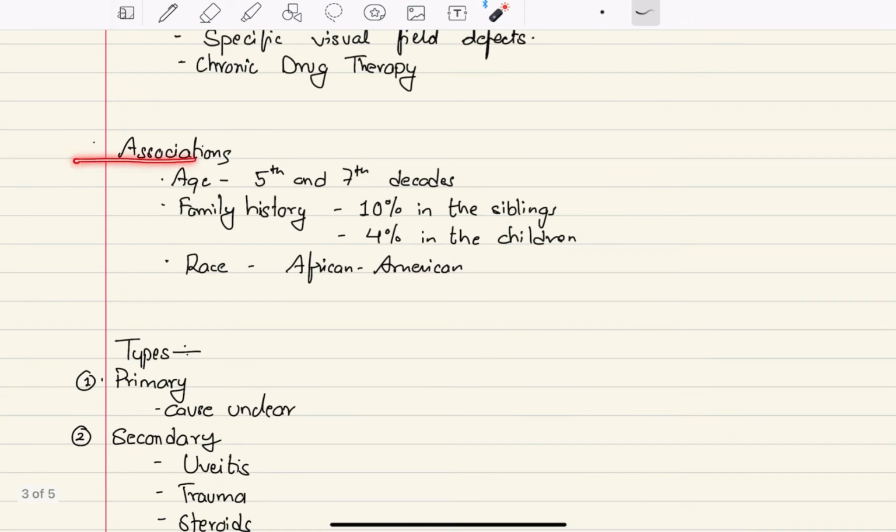Open angle glaucoma is associated with different factors such as age. With increase in age, there is increase in risk for getting open angle glaucoma. However, it is very common in age between the 5th and 7th decades. It is also associated with family history, where there is a 10% risk in the siblings and 4% risk in the children whose parents have open angle glaucoma. And talking about race, open angle glaucoma is significantly more common, develops earlier, and is more severe in African Americans.